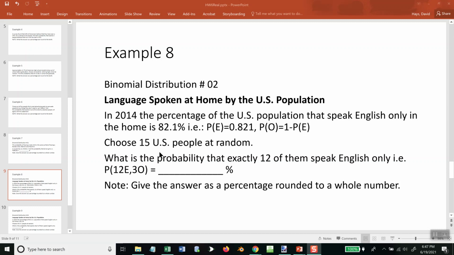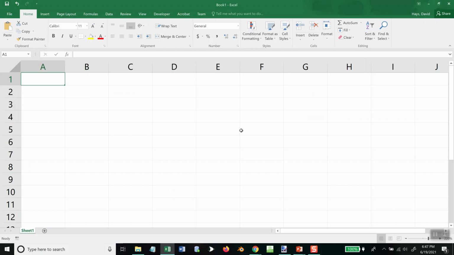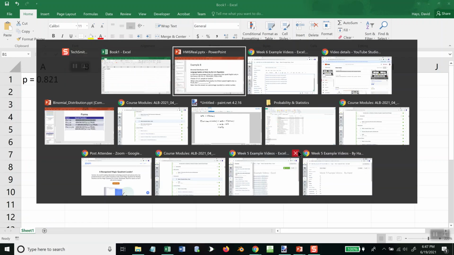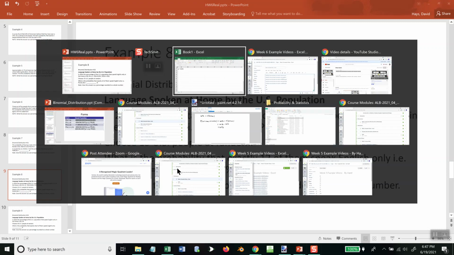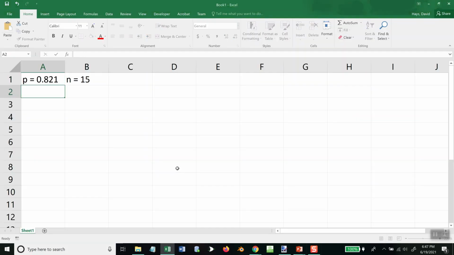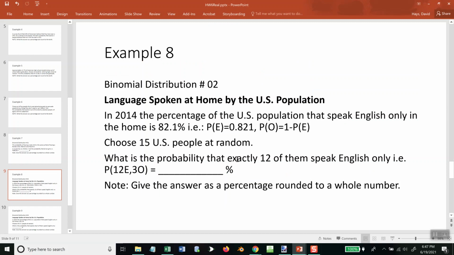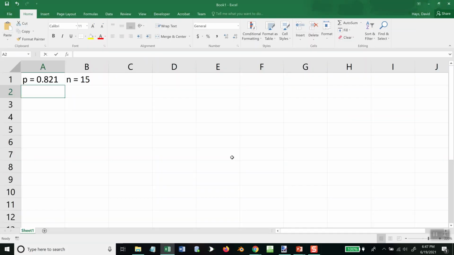Choose 15 U.S. people. What is the probability that exactly 12 of them speak English? They tell us the probability of English is 0.821, so P is equal to 0.821. And N, we're choosing 15 people, so N is 15. And we're looking at the probability that exactly 12 of them speak English, so the probability that X equals 12.